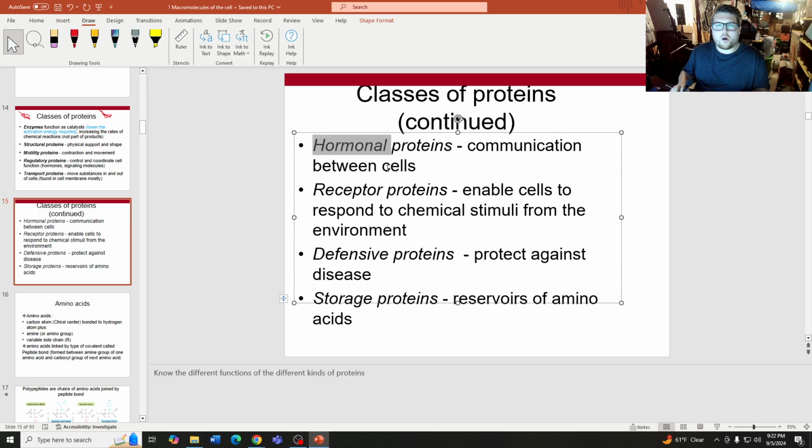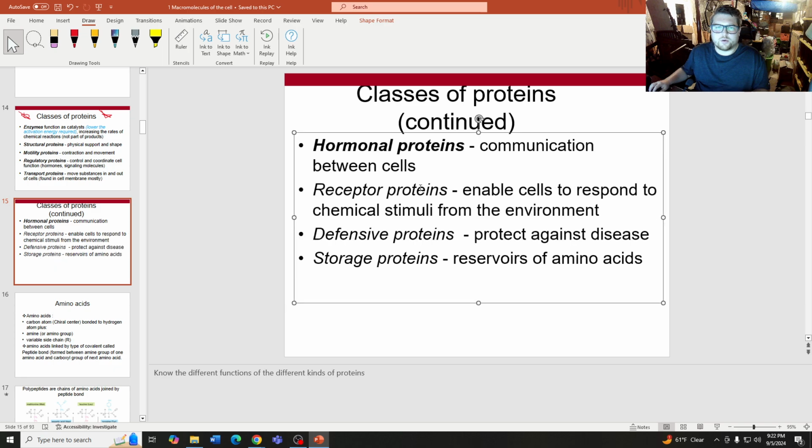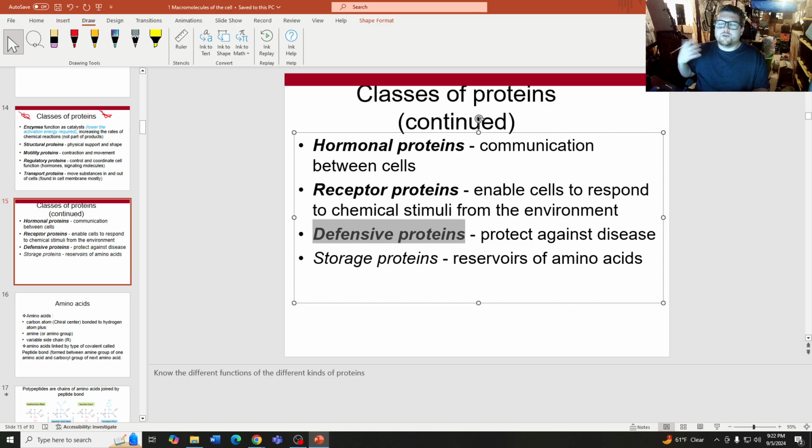More, there are hormonal proteins, which we already kind of touched on with the regulatory proteins. There are receptor proteins, so stuff like hormones and other things that need to go to other cells need to bind to some kind of receptor in order to make things happen. So we have proteins that are receptors for that. Defensive proteins are our immune system. And then storage proteins, reservoirs of amino acids, so where we store stuff.